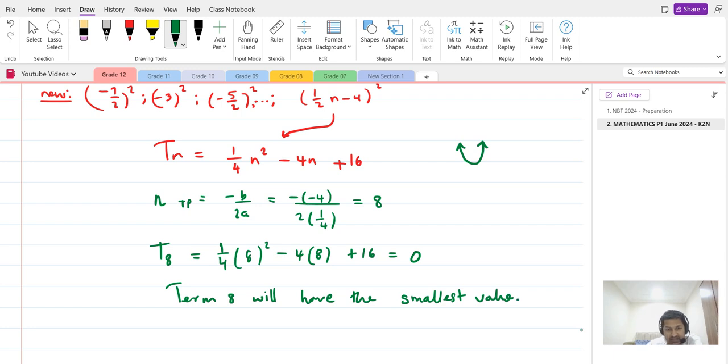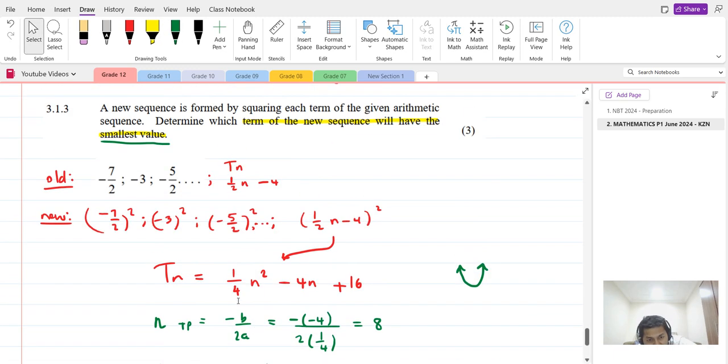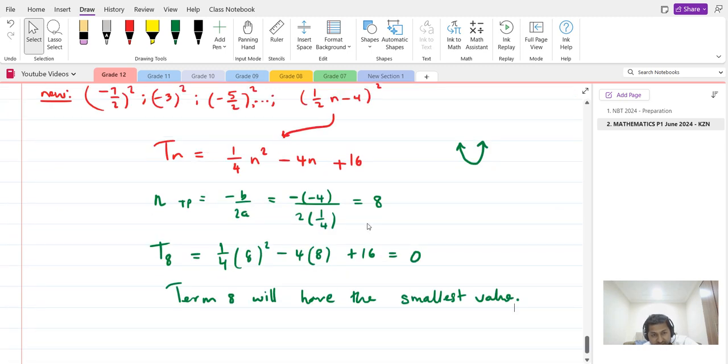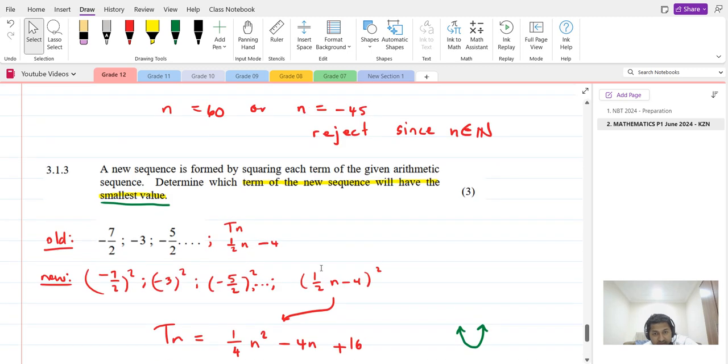I hope you understand, guys. Alternatively, what you can do is you can differentiate this. So you'll get 2n minus 4 is equal to 0, or half n minus 4 equals 0. Then you will get n is equal to 4 divided by a half, which is 8. So you can also use that method to solve. That's it. Nice question.